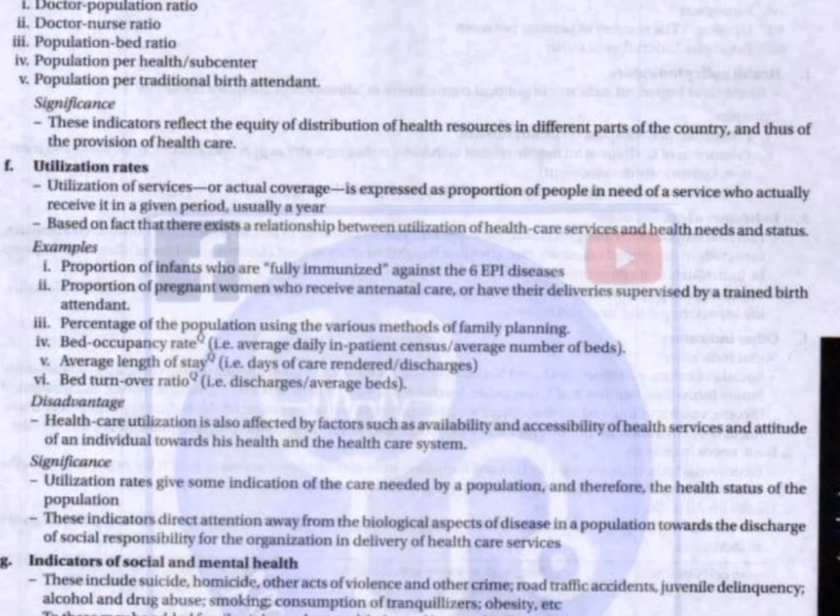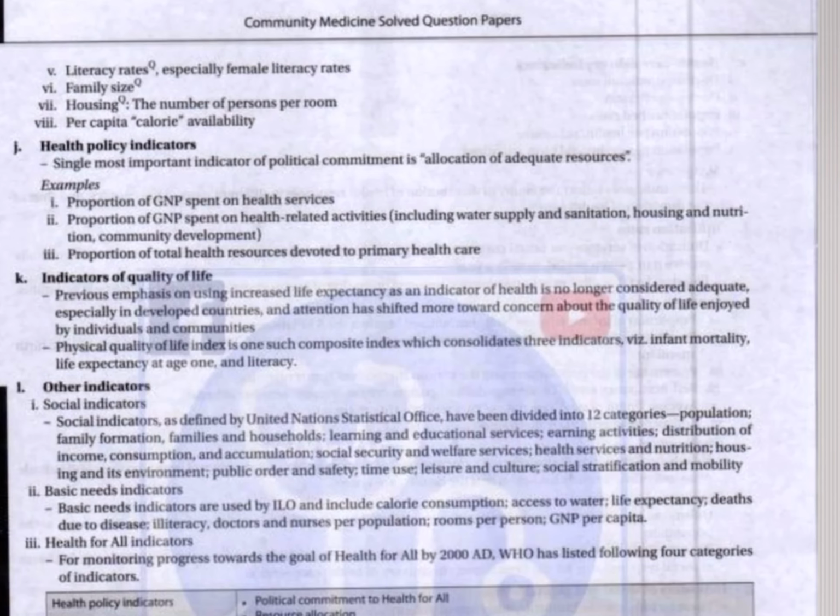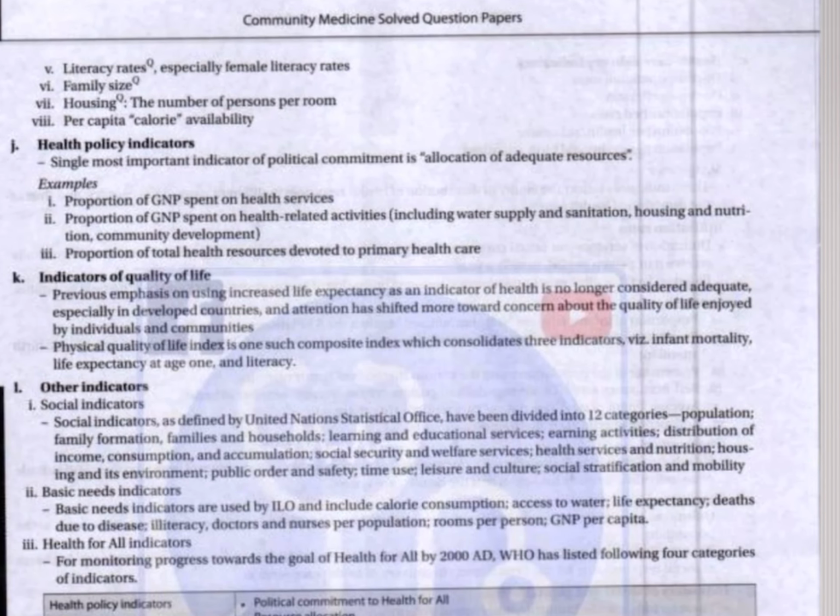Socioeconomic indicators. These indicators do not directly measure health; nevertheless, they are of great importance in the interpretation of healthcare indicators. Examples: 1. Rate of population increase. 2. Per capita GNP. 3. Level of unemployment. 4. Dependency ratio. 5. Literacy rates, especially female literacy rates. 6. Family size. 7. Housing, the number of persons per room. 8. Per capita calorie availability.